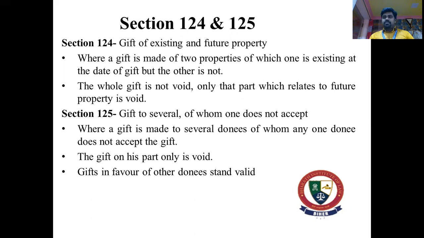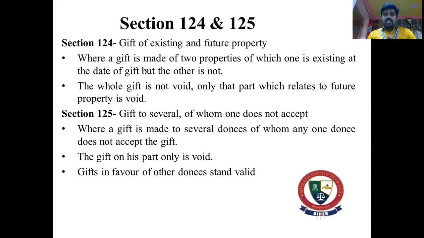Or let's say in a single transaction, properties A, B, C are given to X, Y, Z. Let's say person H wants to gift his properties A, B, C to X, Y, Z, in a single transaction. He says property A will go to X, property B will go to Y, property C will go to Z. Let's say X does not want that gift, but Y and Z are ready to accept. So the gift made to Y and Z is valid, and the transfer of property A to X is not valid because he is not accepting the gift.